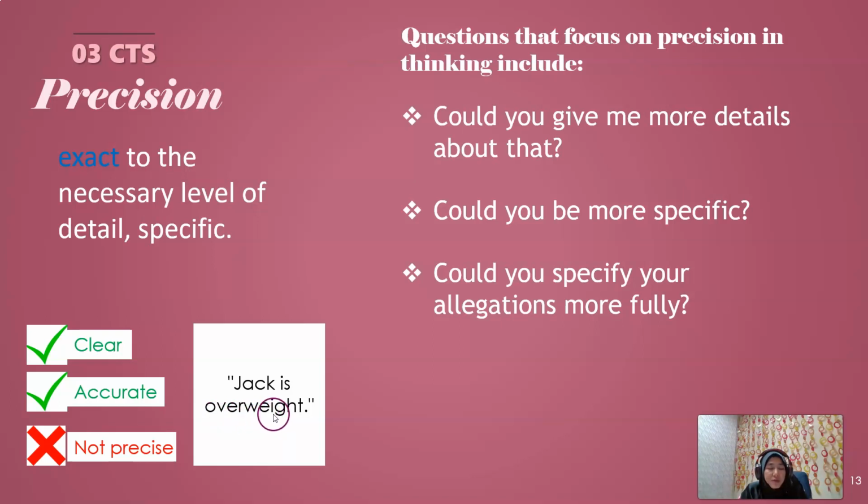You need to be very specific about the meaning of overweight, or what measurement you want to use to prove that. Thinking is always more or less precise. So it is likely that one does not fully understand a statement except to the extent that he or she can specify it in detail. So these are the questions we can ask related to precision, for the critical thinking standard.